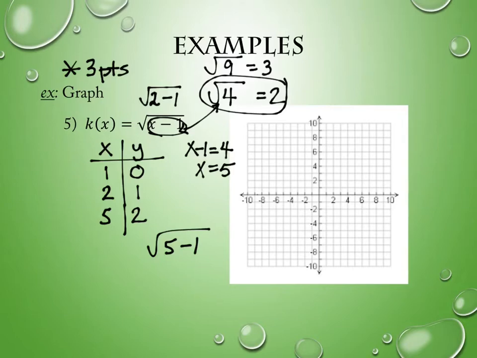So let's plot those 3 points, and I'll talk to you as well about why 3 points is enough. Here's (1, 0), (2, 1), and (5, 2). It looks like this when they're connected. It's not a line, it's smooth. So considering that curvature right there, it should look like something else we've done. It should look like half of a parabola on its side.